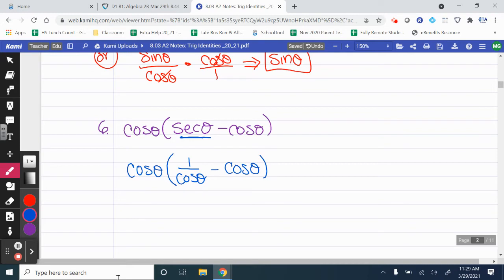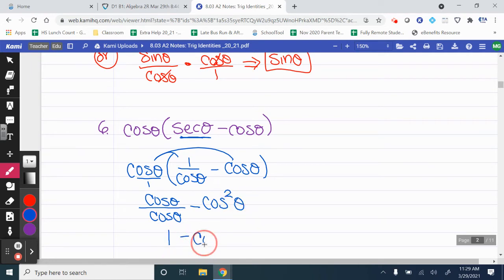All right, so now let's distribute our cosine theta in. So now I have cosine theta over 1. So cosine theta times 1 is cosine theta over cosine theta, and you may have cross-reduced there and realized it was 1 a little earlier, minus cosine squared theta. So now cosine over cosine is 1 minus cosine squared theta. Okay, so I know that I have a Pythagorean identity. I'm going to write it out over here. It is sine squared theta plus cosine squared theta equals 1.